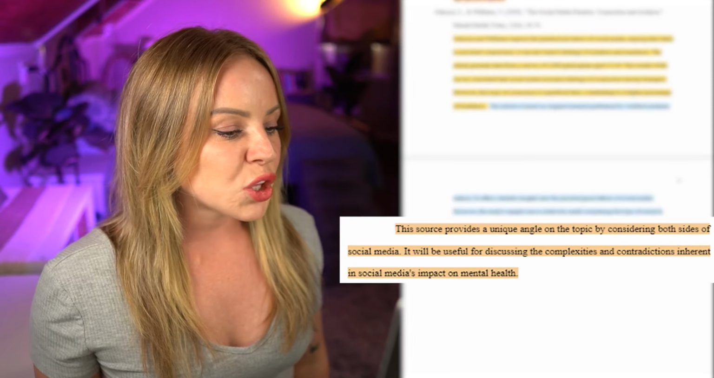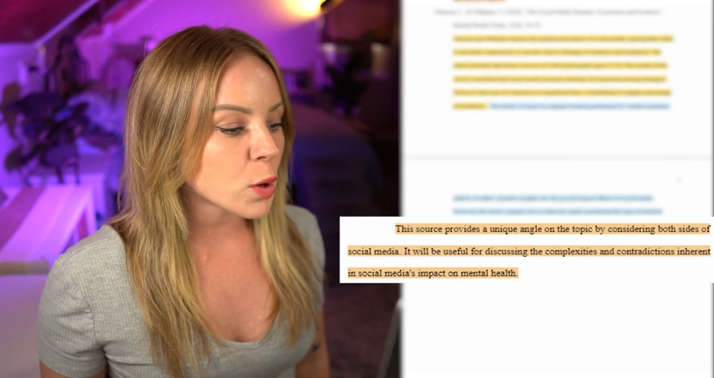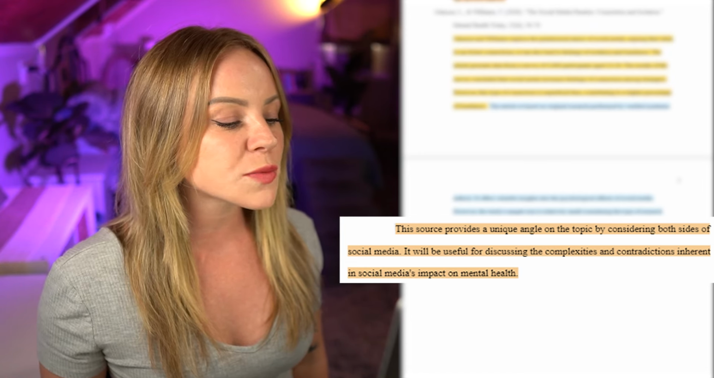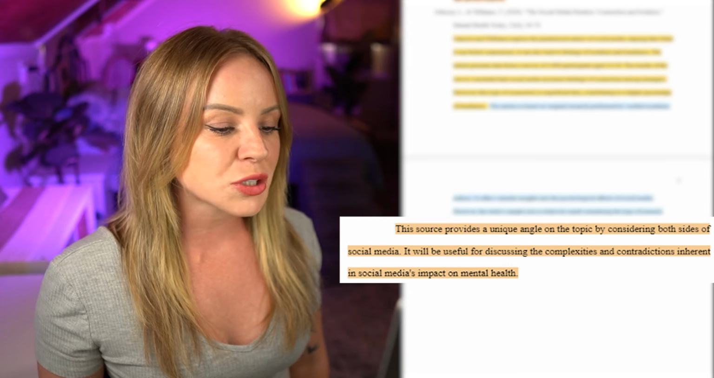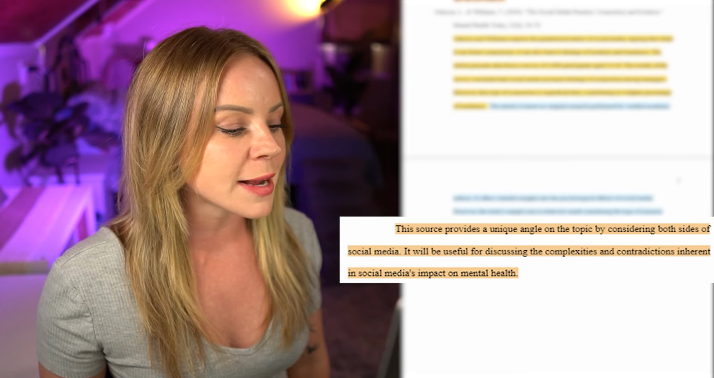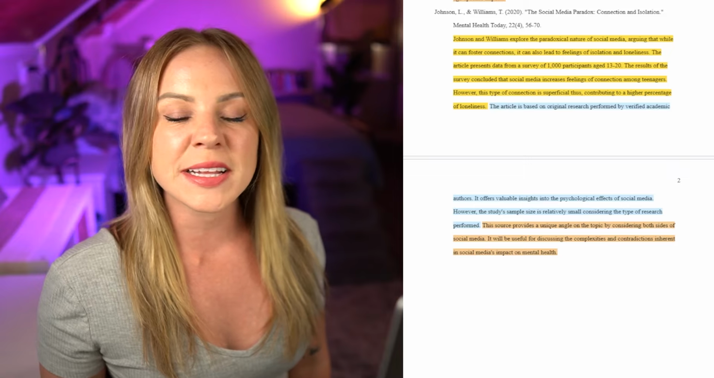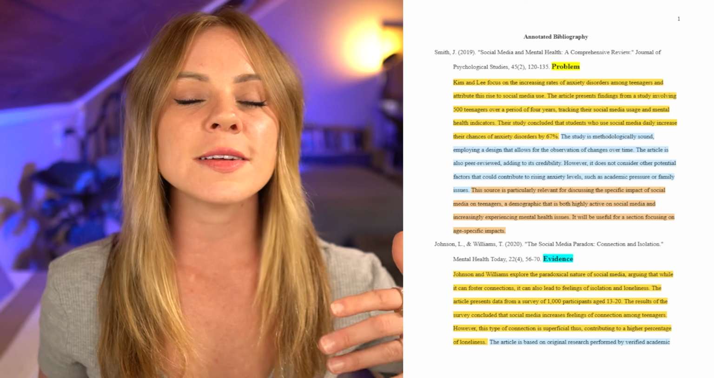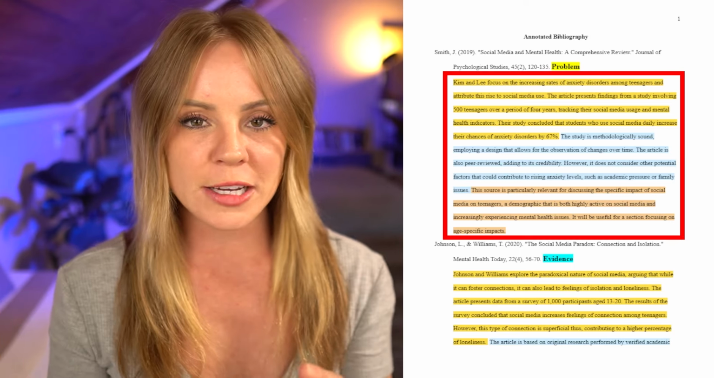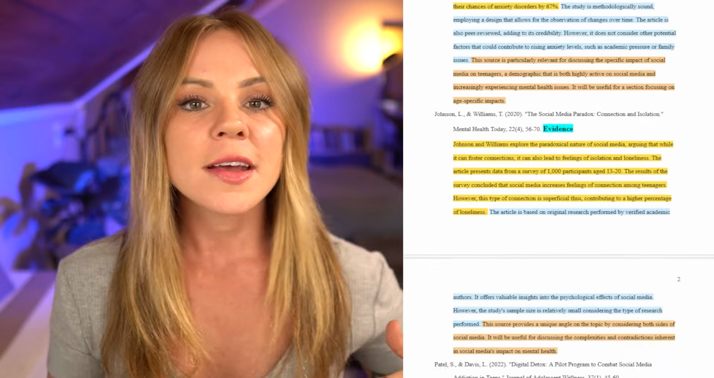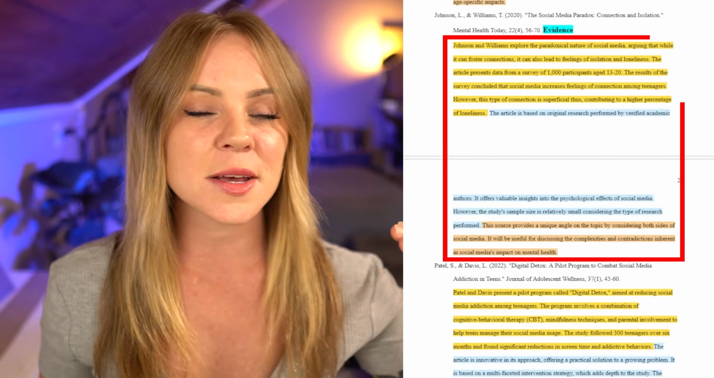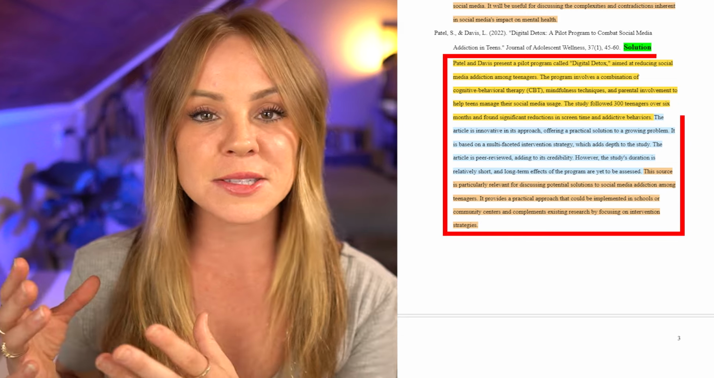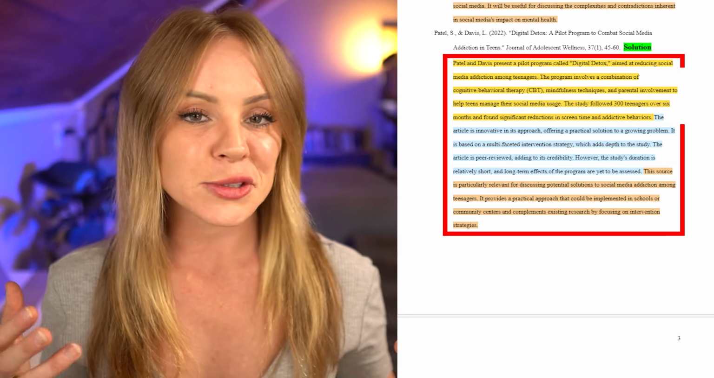This source provides a unique angle on the topic by considering both sides of social media. It will be useful for discussing the complexities and contradictions inherent in social media's impact on mental health. Yep, as you can see, it includes the why and the how. So if done correctly, the relevant sections should help you piece your research together later on. In this example, this source is setting the foundation for the problem we're researching. This one is providing evidence to back it up. And finally, this third one is suggesting a potential solution.